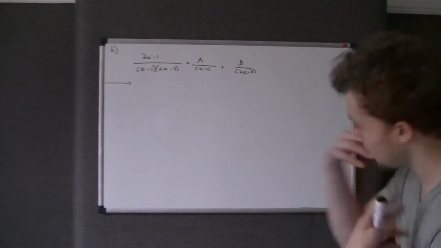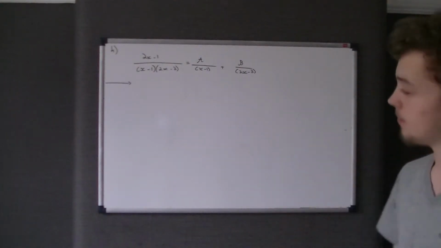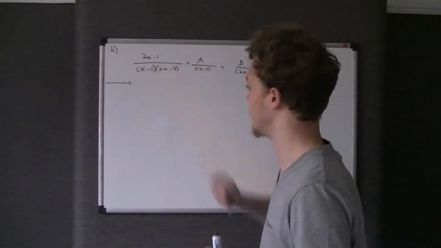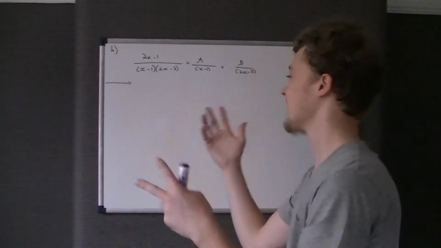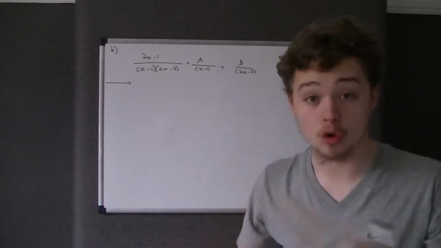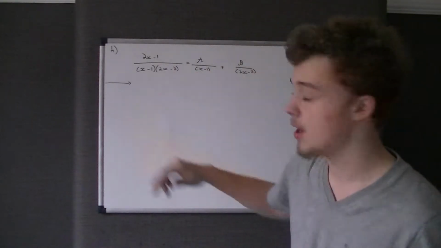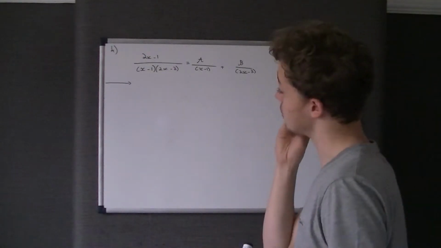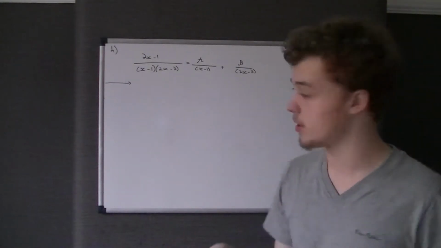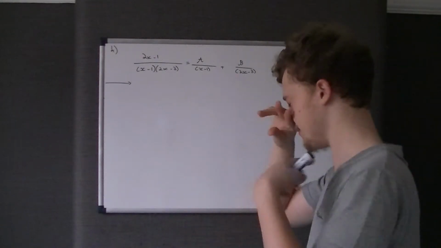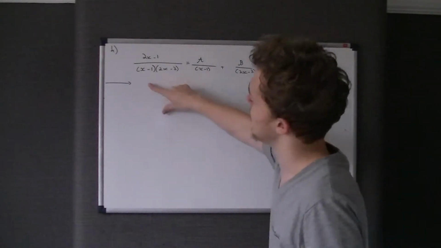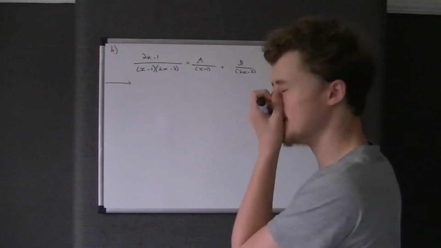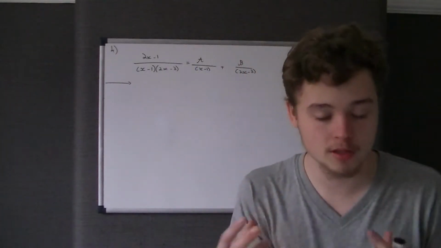Okay, so there are different ways of looking at it. The way I look at it is, obviously you put A over the first factor and B over the second factor. That's standard. But the way I look at it is you times all of it, so both sides. This is essentially an equation now, and we're trying to find values of A and B. So what I would do to start off with is times both sides of the fraction by the denominator of the thing you're trying to split up.